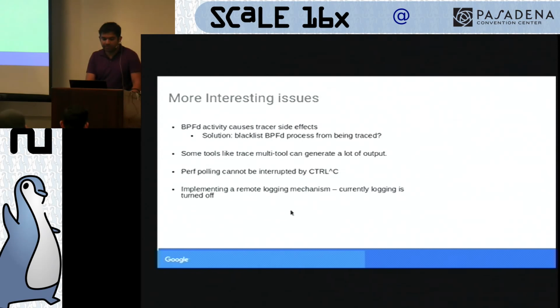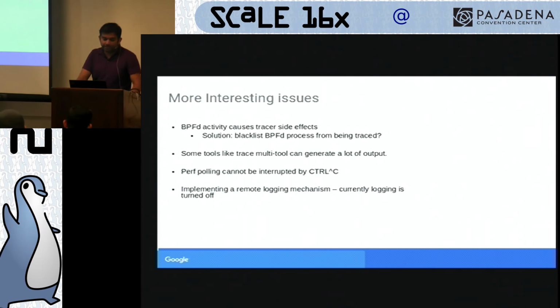I would really welcome any contributions there. And then we have some more interesting issues that it's not clear how to solve. One of the issues is that bpfd itself, the reads and writes it does, or the other system calls it makes, can cause a lot of tracing activity itself. So sometimes that interferes with the tracing tool output. So I was thinking maybe we can blacklist the bpfd process from being traced somehow.